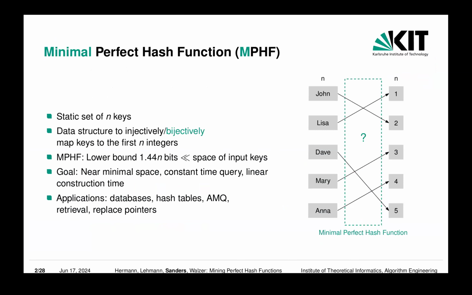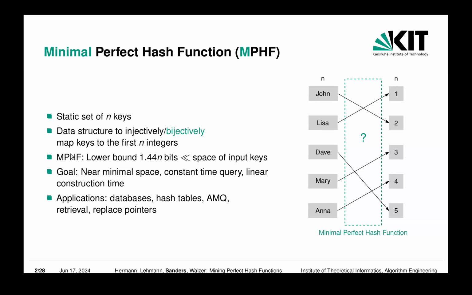So, what's a perfect hash function? For a minimal one, we have a static set of elements from the universe. So we want a data structure that specifies a function that allows us to map a set of keys injectively, bijectively to the first n integers. If it is not minimal, perfect, maybe the range is a little bit larger.